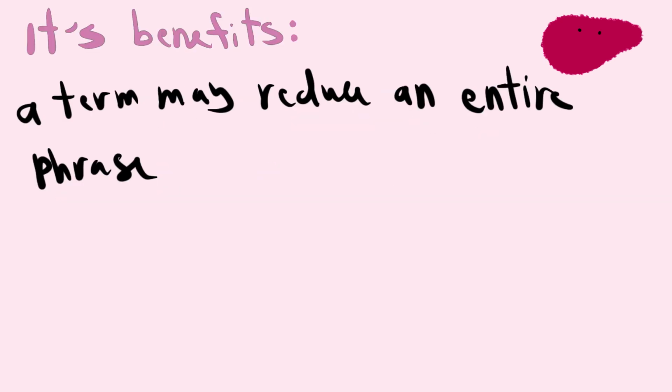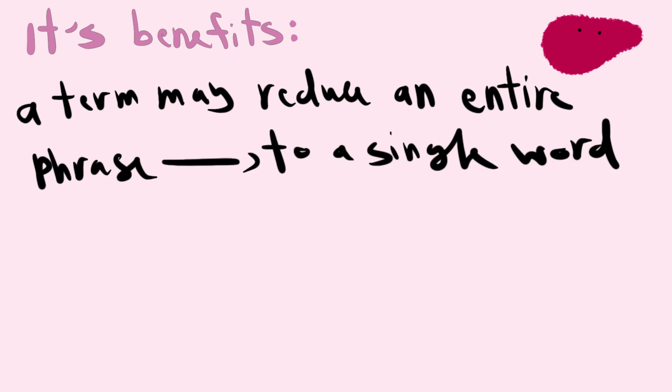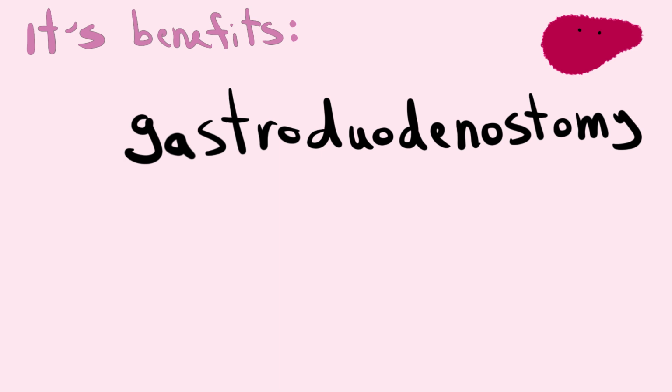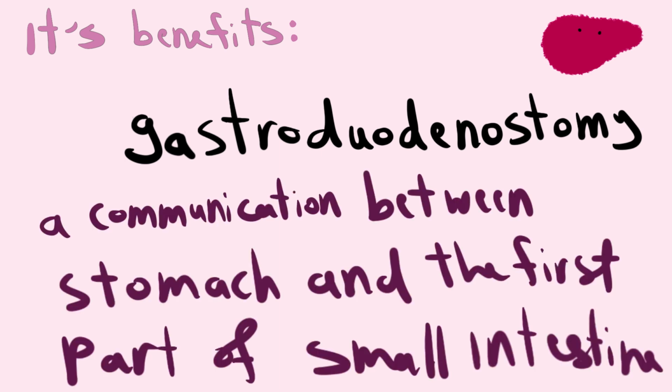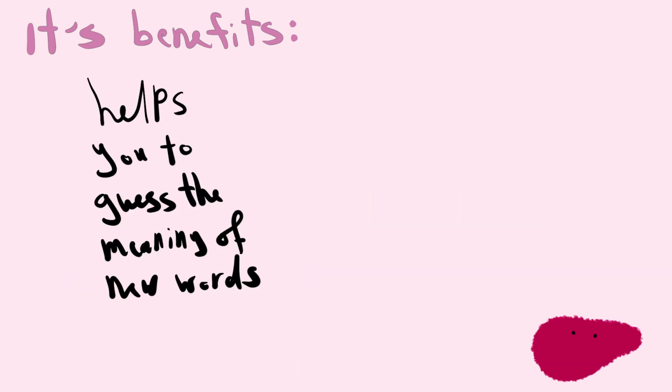Medical terminology means the study of terms. In terminology, a term may reduce an entire phrase to a single word, like gastroduodenostomy, which means communication between the stomach and the first part of the small intestine. It helps you to guess the meaning of new words.